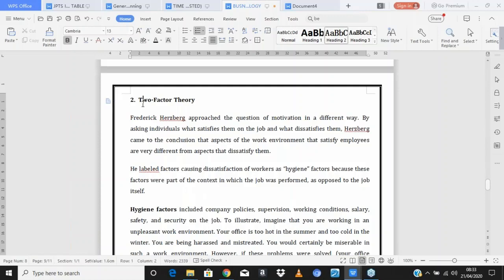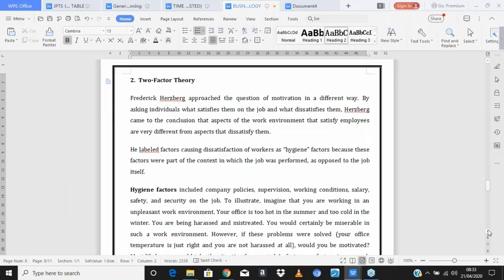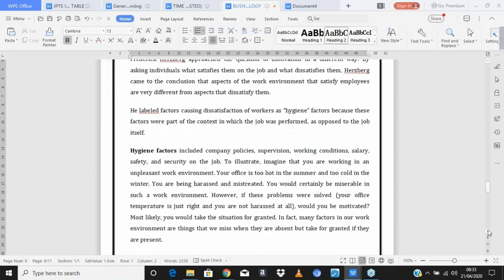Don't forget, we're looking at business psychology. Now, he labeled factors causing dissatisfaction at work as hygiene factors. So dissatisfaction means when you're not pleased, when you're not happy with something. And so he mentioned hygiene factors as dissatisfaction factors. Okay, let's look at the first one.